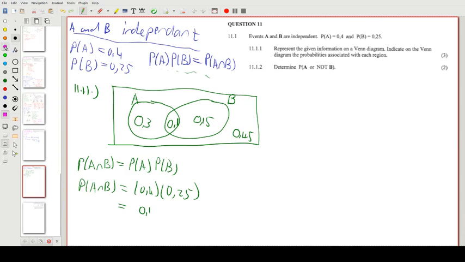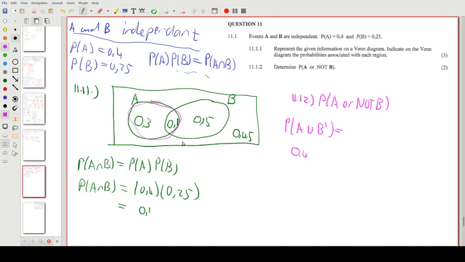Now 11.1.2. Determine the probability of A or not B. I'm just going to rewrite this as probability of A or not B. Let's first just use the Venn diagram to figure it out. I think that's what most people would do. The nice thing about an OR is we can just start off with whatever's first and do that whole thing. So this whole A is 0.4. OR means you add together with it everything else that's not B.